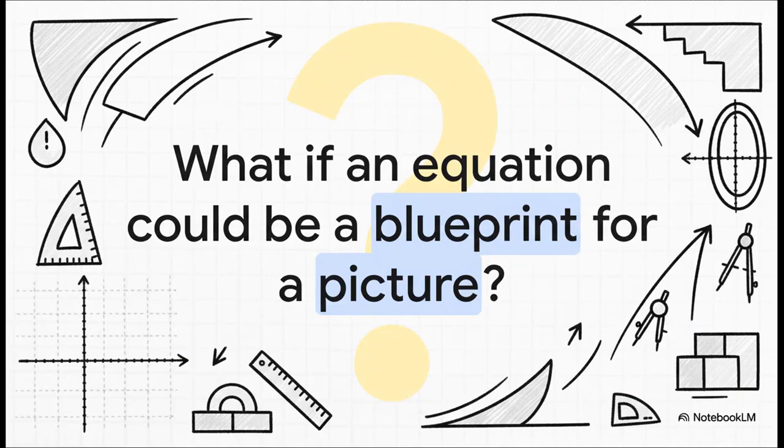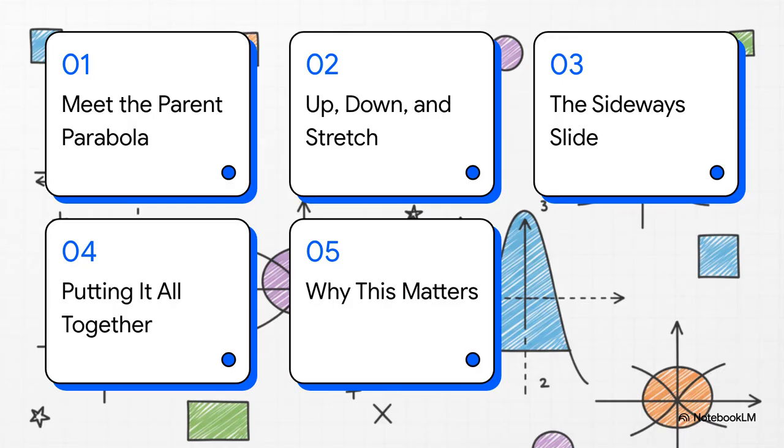The key here is to stop thinking about these equations as just abstract math problems. Think of them as blueprints, visual instructions. Every single number and symbol is a command telling us how to draw, move, and reshape our curve. It's actually a pretty creative process, and by the end of this, you'll be able to read that blueprint in a single glance. Here's our game plan.